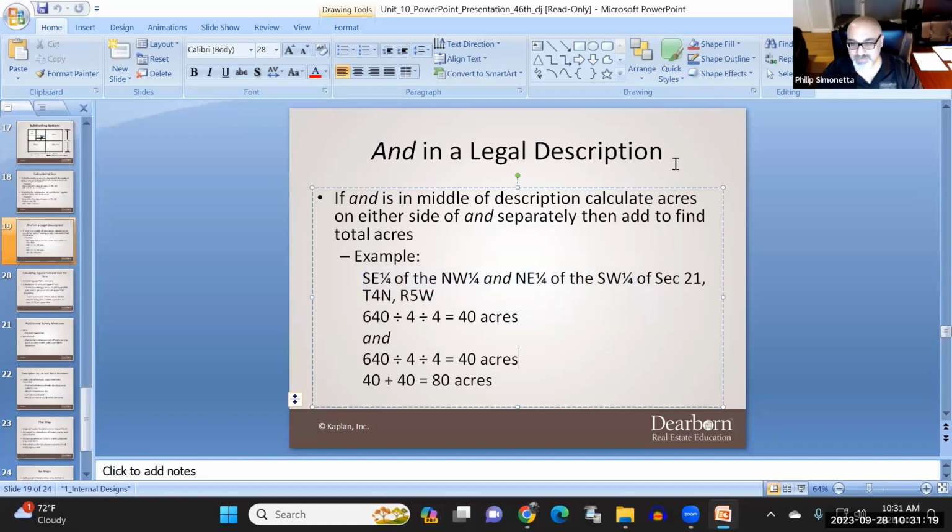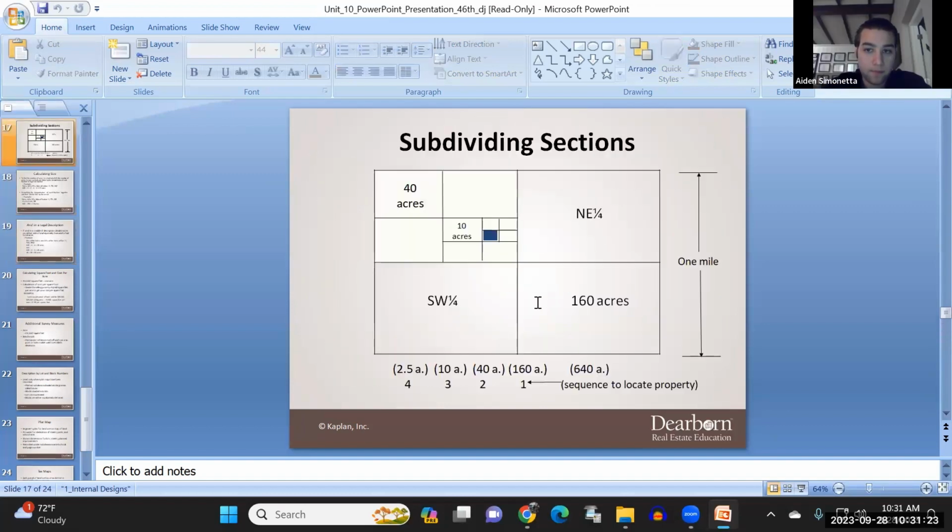Does that make sense now? Go back to slide 17. So you see those two little blocks in there, one filled in blue and one hollow. It's saying southwest, blah, blah, blah, wherever it is. It's basically saying these two blocks are 80 acres. Right? 40 and 40. Right?